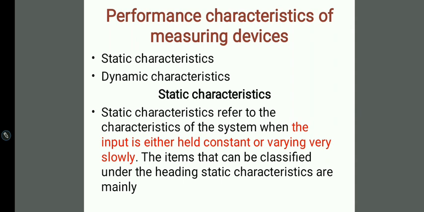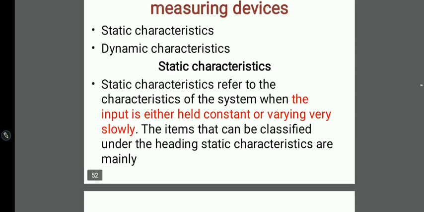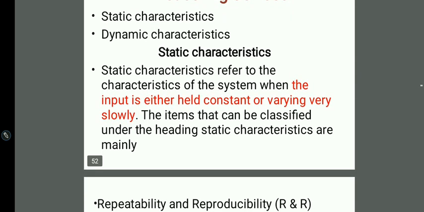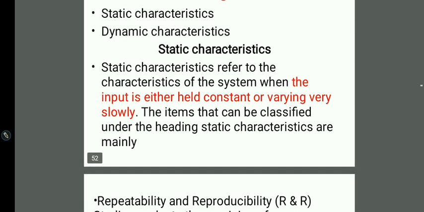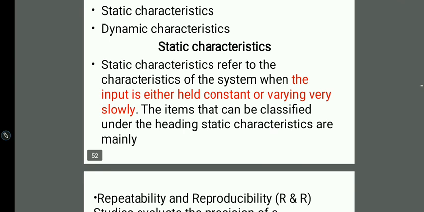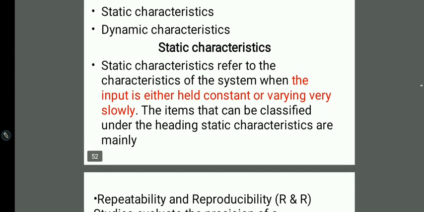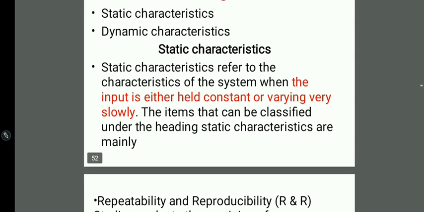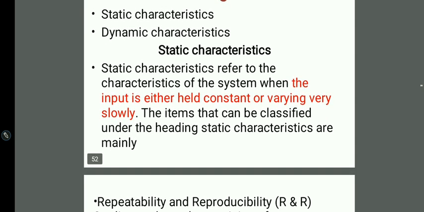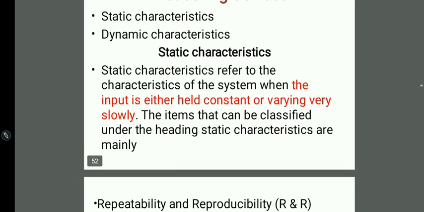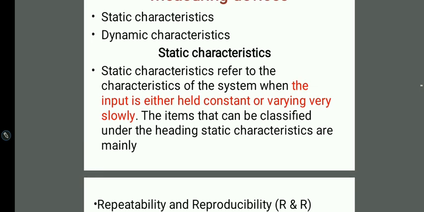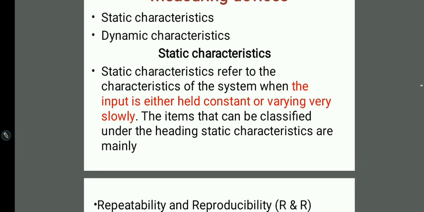Static characteristics refer to the characteristics of the system when the input is either held constant or varying very slowly. The items that can be classified under the heading static characteristics are as follows. So static characteristics means we are assuming that the input is either constant or is varying very slowly. The characteristics of the instrument under such conditions are classified under static characteristics.